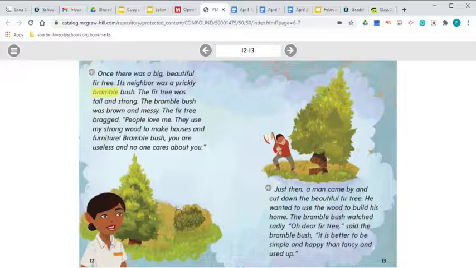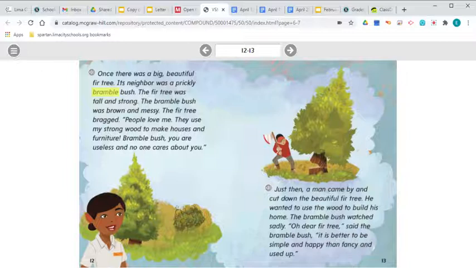Once there was a big, beautiful fir tree. Its neighbor was a prickly bramble bush. The fir tree was tall and strong. The bramble bush was brown and messy. The fir tree bragged, "People love me. They use my strong wood to make houses and furniture. Bramble bush, you are useless, and no one cares about you."